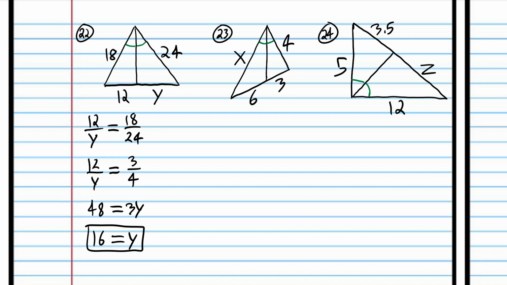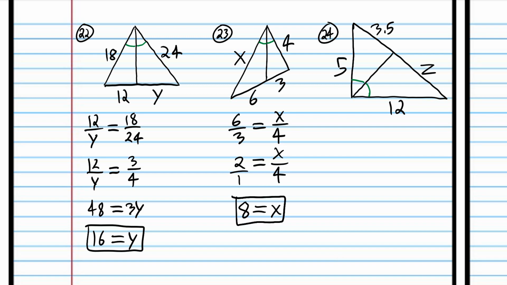All right, on to number 23. Go ahead and attempt number 23. When you come back, we'll do it together. All right, we're back. 6 over 3 is equal to x over 4. We can just reduce 6 over 3 to 2, or 2 over 1 if you want to cross multiply. And cross multiply, we get x is equal to 8. So if you got 8, good job.